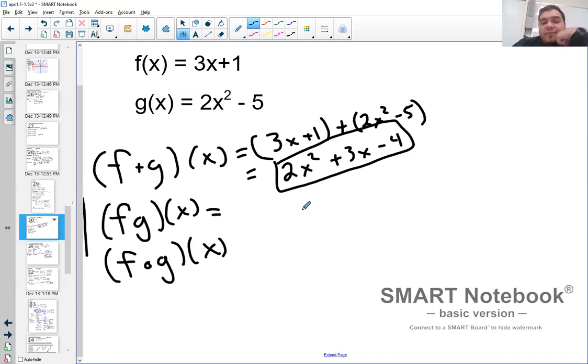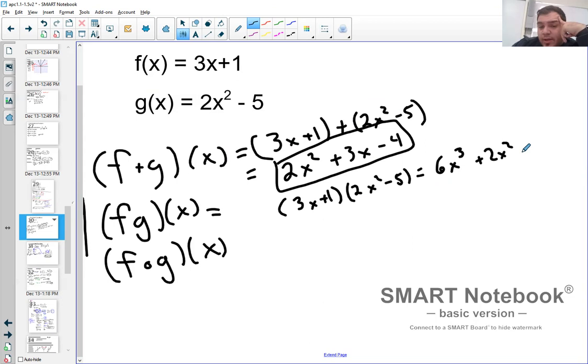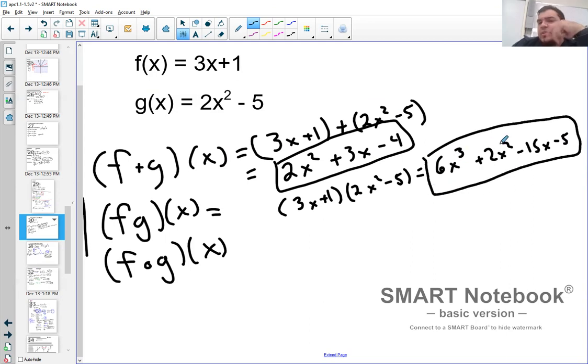All right, next one's f times g of x. So 3x plus 1 and 2x squared minus 5. We're going to multiply that. So that's going to be, if you FOIL it out, 6x cubed plus 2x squared minus 15x minus 5. And you always want to check if you can combine like terms. In this case, there are no like terms to combine, so we're done.